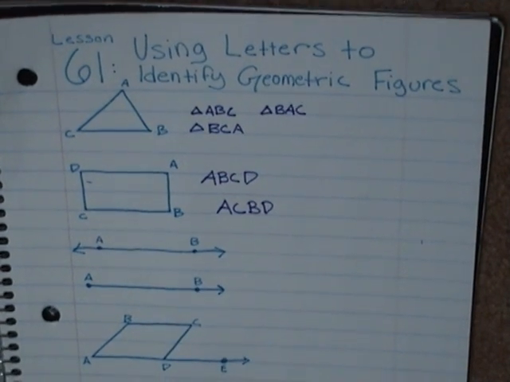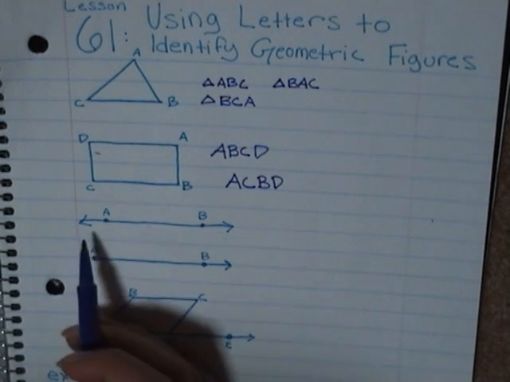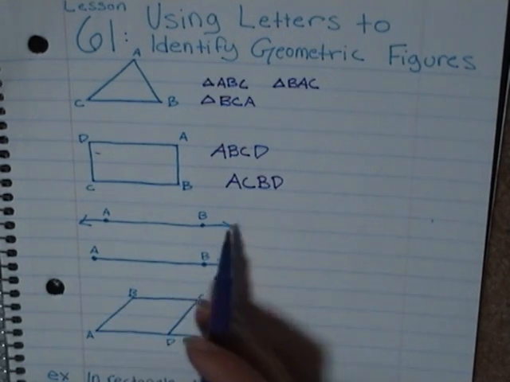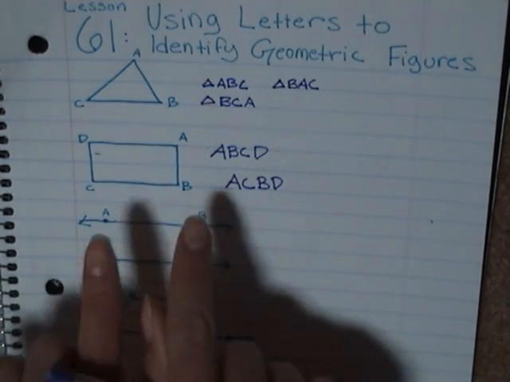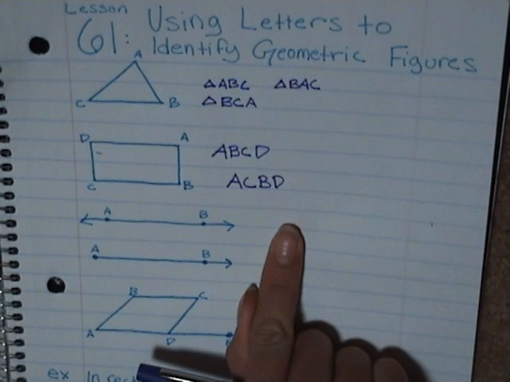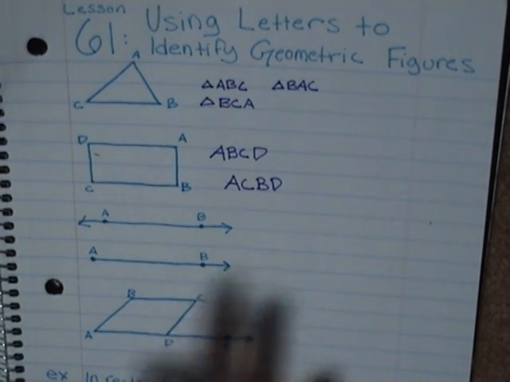Alright, now we are going to name a line. And we know that this is a line because lines go on forever. And these two arrows at the end of the line tell us that it's going on forever in both directions. So we name a line by naming any 2 points on the line.